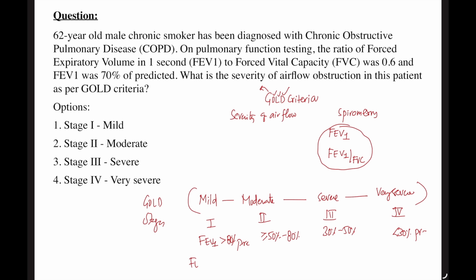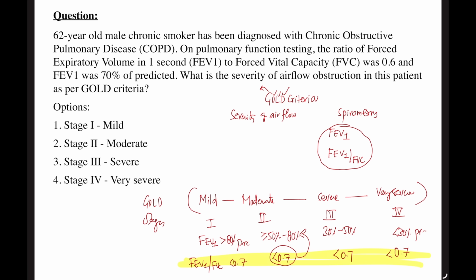When I talk about ratio of FEV1 by FVC, okay, if it is less than 0.7, it is mild one. If it is less than 0.7 but FEV1 is getting affected, it is 2. Yes, if it is less than 0.7. See, in all these conditions, it is less than 0.7 only. So there's no confusion.